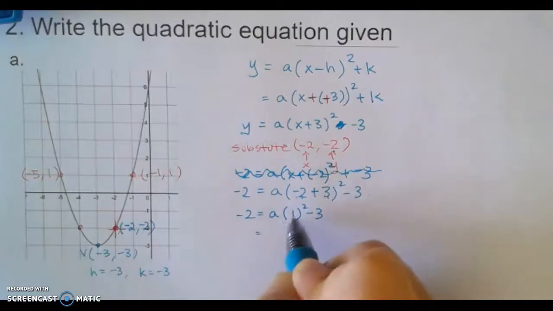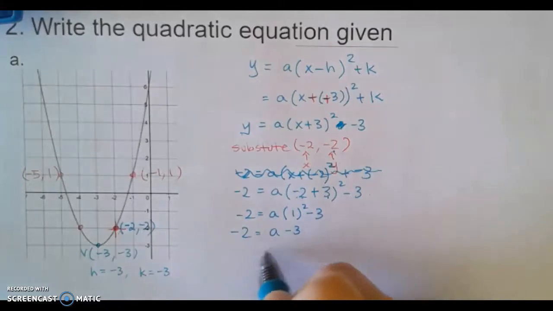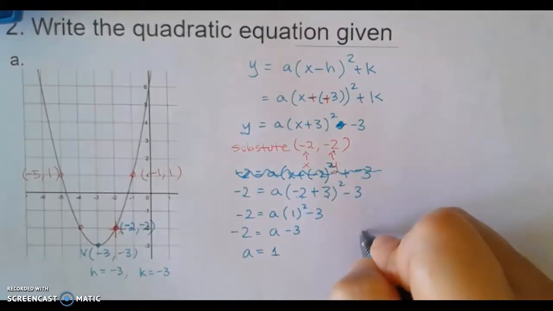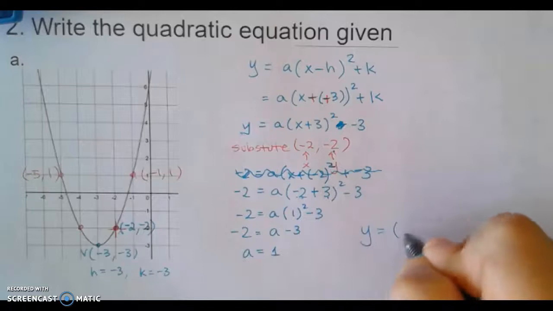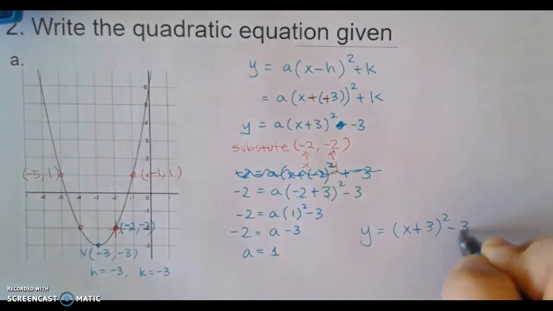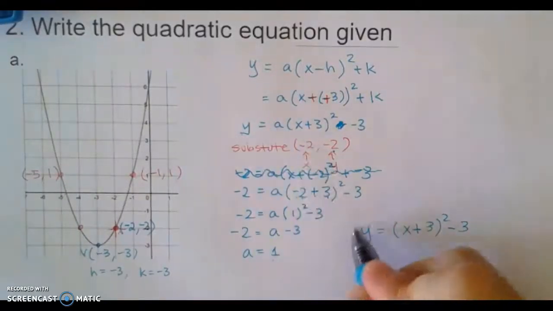So that is just 1 squared is just a. A minus 3 is negative 2. So I'm going to add 3 to both sides. So that gives me a is 1. Therefore, then I can say the equation is y is x plus 3 all squared minus 3, because I know a here is 1, so I can just rewrite it as it is.